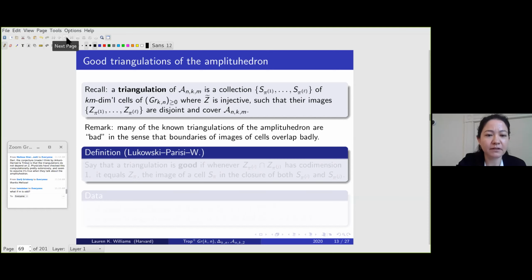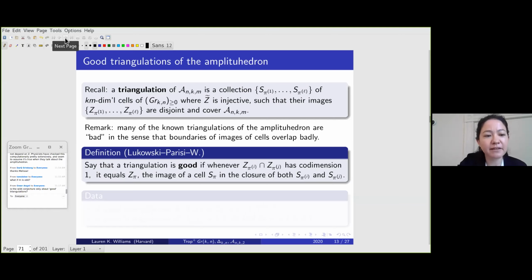And so a definition from our paper with Lukowski and Parisi is we say a triangulation is good if whenever the images of two cells, so Z(S_π_i) and Z(S_π_j), intersect in codimension 1, we require that the intersection equals Z(S_π), the image of a cell S_π in the closure of the two cells you started with. The wild conjecture is about all triangulations. So when I define triangulations, I'm really only talking about the top dimensional pieces, the facets, and we're requiring that if we have two facets of a triangulation which intersect in codimension 1, then that common face of intersection should be the image of the cell which is in the closure of the two cells we started with.